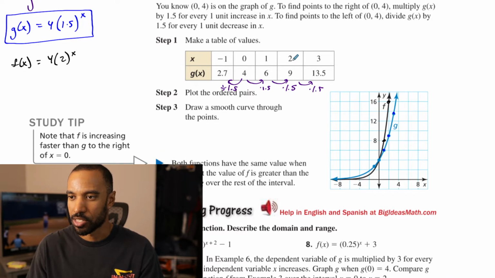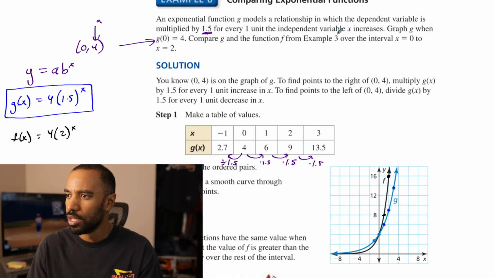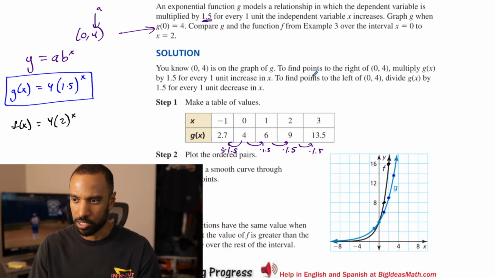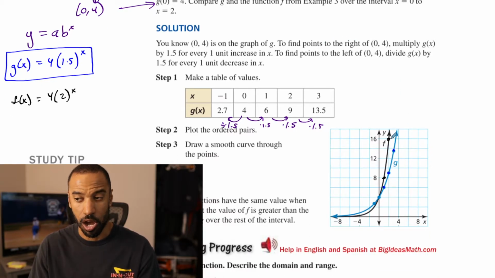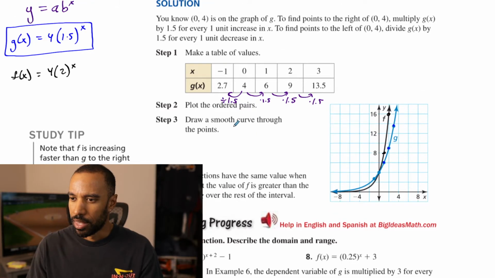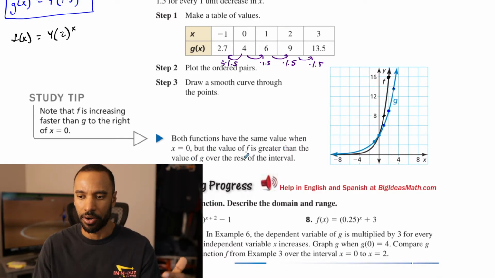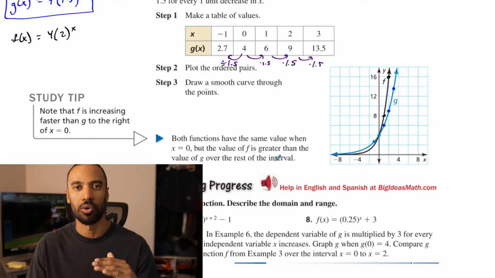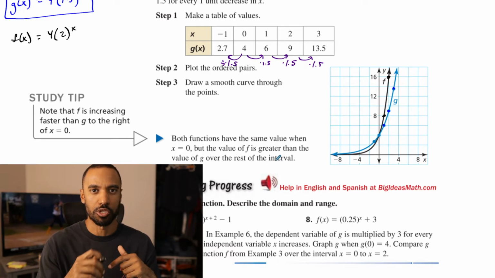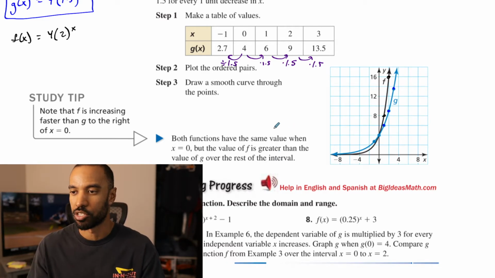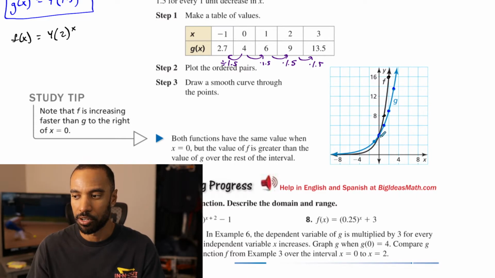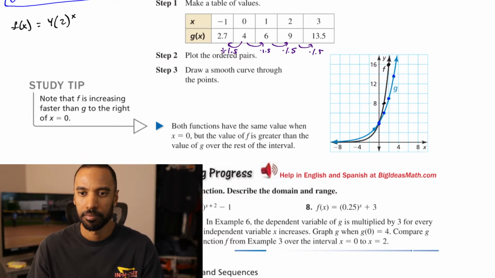And that's it. They do say compare. What do they say? Compare g to the function f from example 3 over the interval x equals 0 to x equals 2. So I kind of stated that f is taller in those cases there. Let's see how they say it. They say both functions have the same value when x is 0, but the value of f is greater than g over the rest of the interval. Yeah, so when we go from 0 to 2, f increases more sharply than g does because of its growth factor. But they do have the same y-intercept.